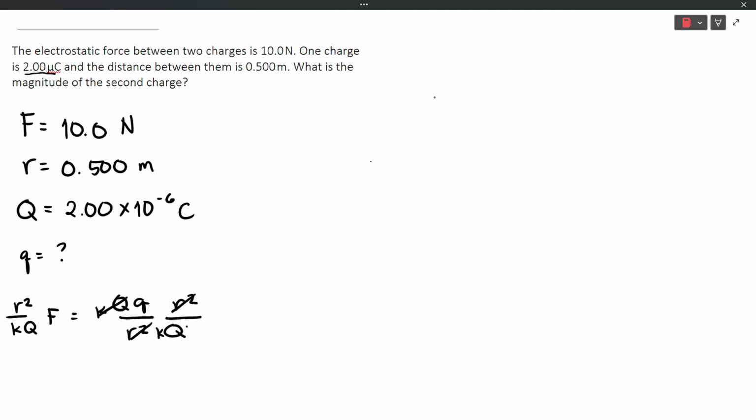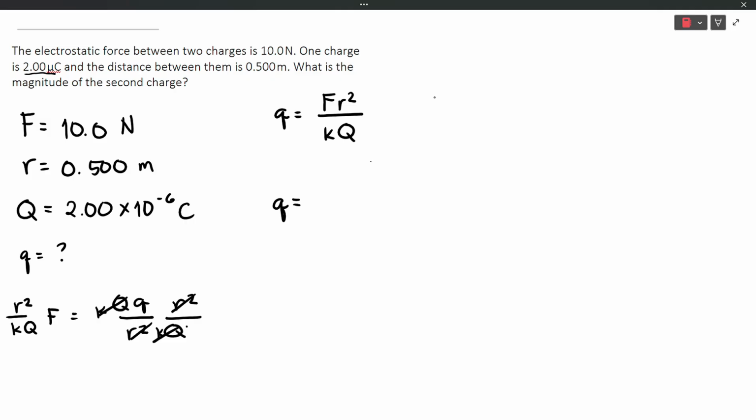Therefore, we have our formula Q, or the smaller Q, is equal to F times R squared over K times Q. And that is now our formula for Q. Now, solving for Q, so let's just substitute. Mag-substitute na tayo ng ating values. Q is equal to F, which is 10 newtons.